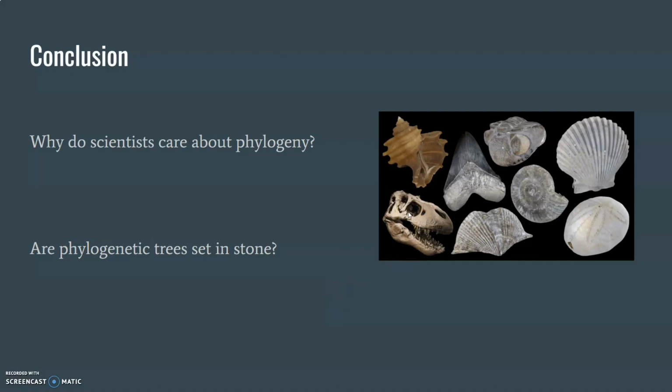Okay, so why do scientists care about phylogeny? In essence, phylogeny allows scientists to infer evolutionary relationships and get a better understanding of our past. So that's why phylogeny is important. That's why we have the diagrams, to show our past and show relationships. And are phylogenetic trees set in stone? Absolutely not. Scientists are always getting new evidence. It can come from the fossil record, it can come from DNA sequencing, it can come from anywhere. Scientists are always trying to get new evidence to better understand the past.